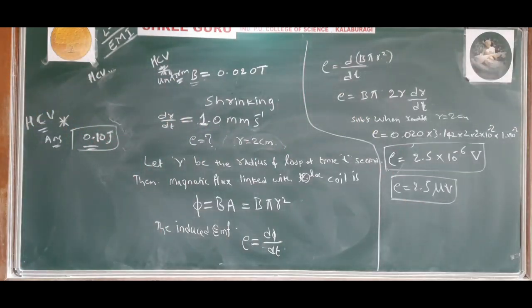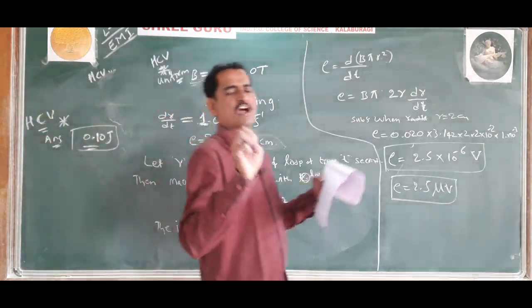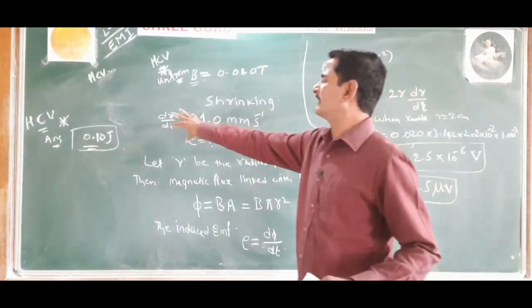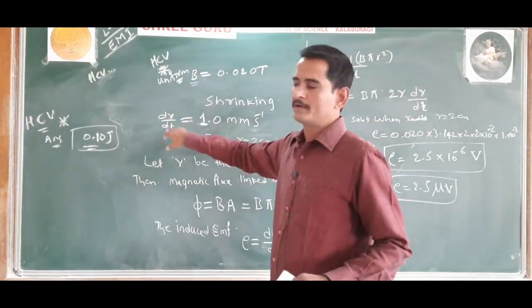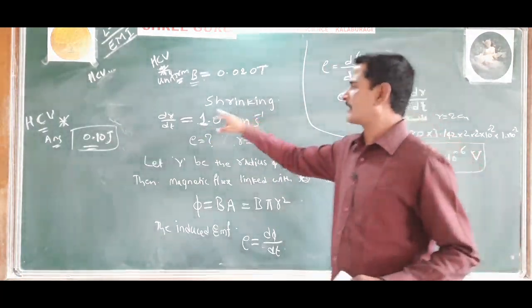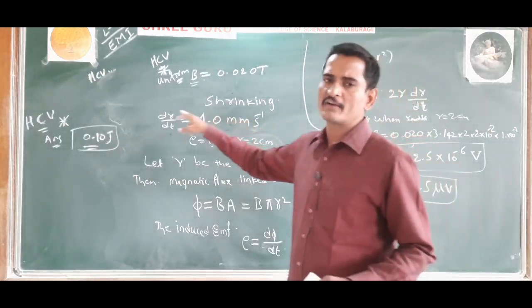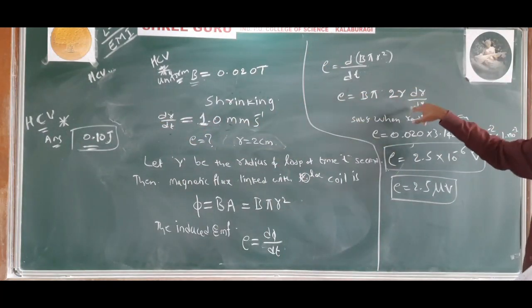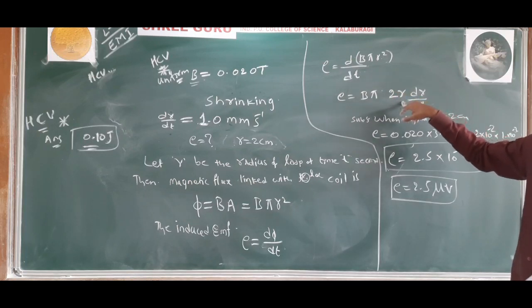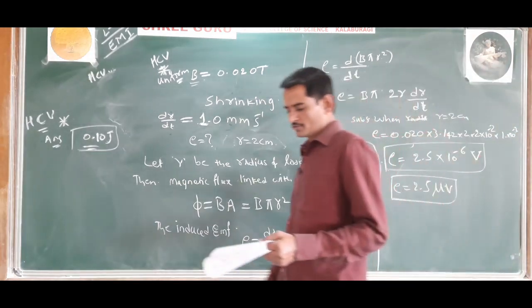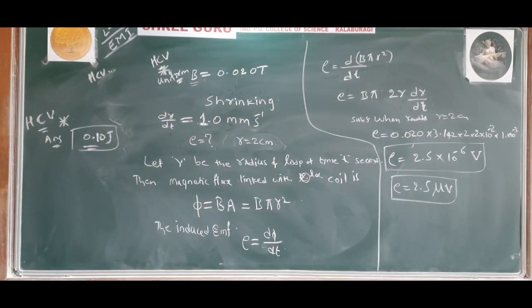Understand the question, see here, it is simple. The area of the circular loop is shrinking. That is, the radius is shrinking, that is dr by dt at the rate of 1.0 millimeter per second. That is the rate of change of radius. So now apply the known things, and this much of mathematics you know, differentiation you know. So do the differentiation, then you will get the answer. Understood? Okay. Write down the next question.